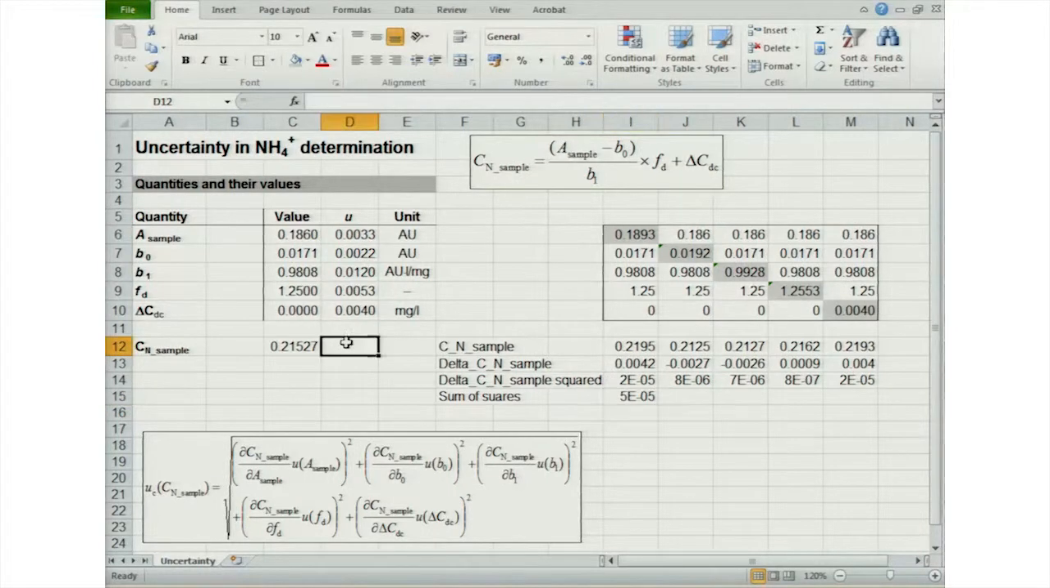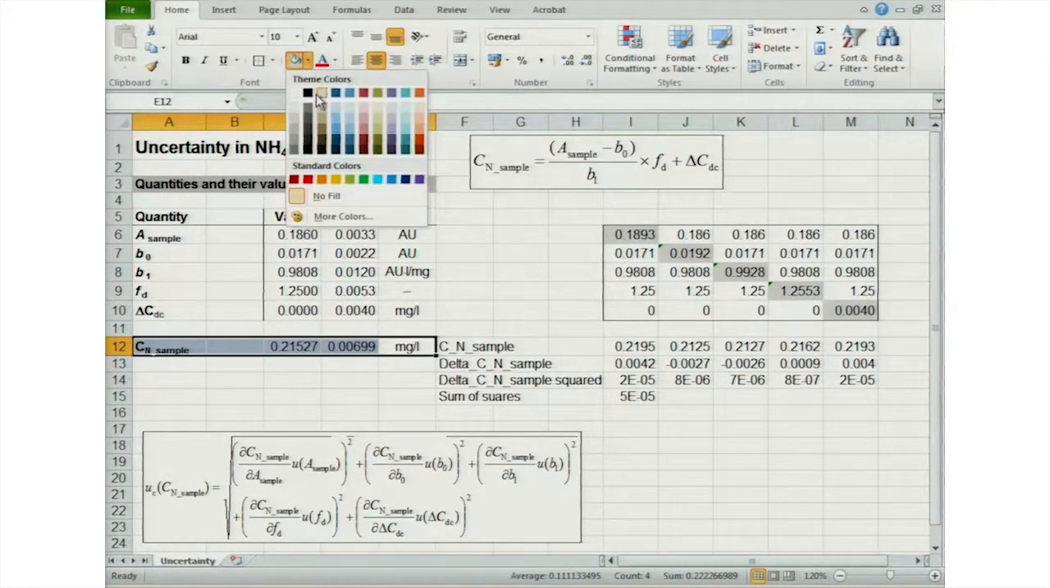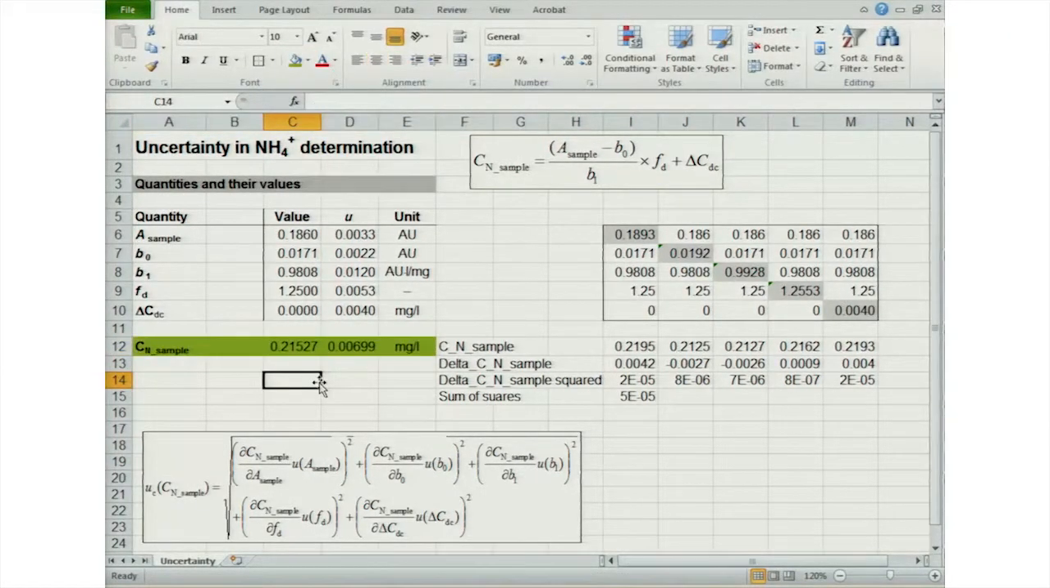And this we can already calculate into this cell here. And we can see that this uncertainty is exactly the same as we also saw in the slides. And let us put also the unit. So that this is the value and the standard uncertainty of our result.